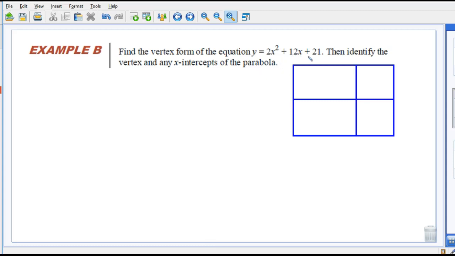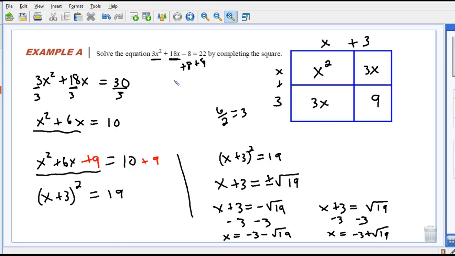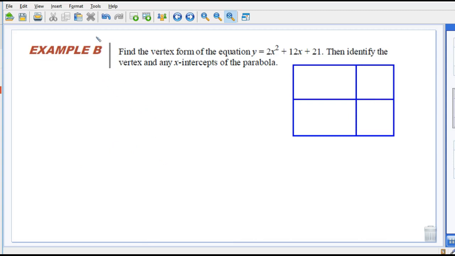Alright, so what we have to do this time is very similar to what we did last time. The only difference is that instead of adding the 9 to both sides, we're going to use something slightly different, but it still means the same thing. It's just a different way of looking at it. Okay, so first I'm going to have 2x squared plus 12x, and I'm going to write the plus 21 over here.